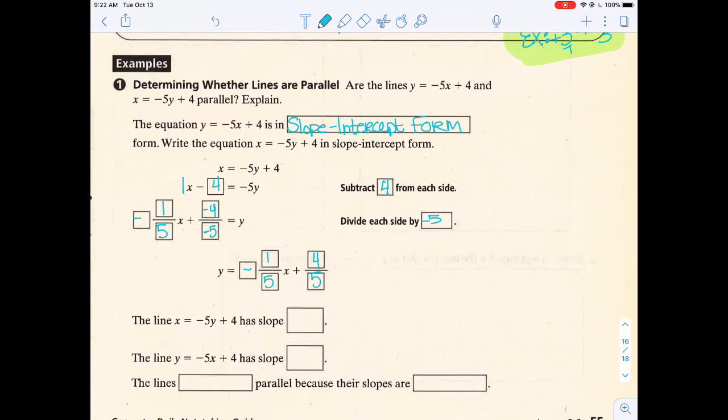Okay, so the line that we just solved, x equals -5y plus 4, we got this in slope-intercept form, and we want to know the slope. The slope is always the number in front of x in slope-intercept form, so the slope is -1/5. In this first line that was already in slope-intercept form, the number in front of x is -5, so the slope is -5. These lines are not parallel because their slopes are not equal. Simple as that.